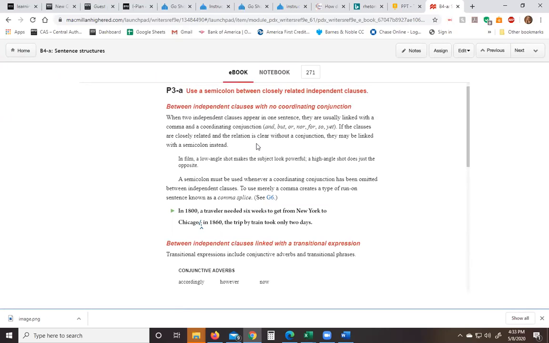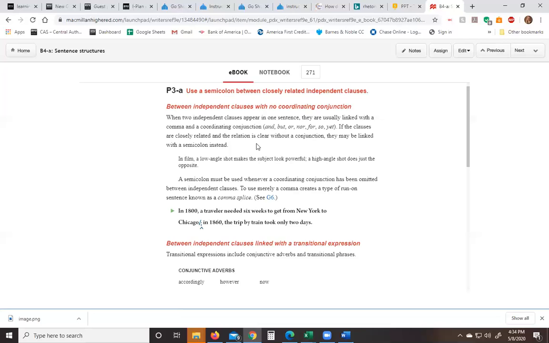In a film, a low angle shot makes the subject look powerful. If you've noticed, go back and look at your superhero movies. You'll see that the camera often takes the image from below the actor to make them look more powerful. And when they want them to look less powerful, a high angle shot does the opposite. So you can see the relationship. We're talking about film. The second sentence is implying that we're still talking about film and we're still talking about the subject. A semicolon must be used wherever a coordinating conjunction has been omitted between independent clauses.